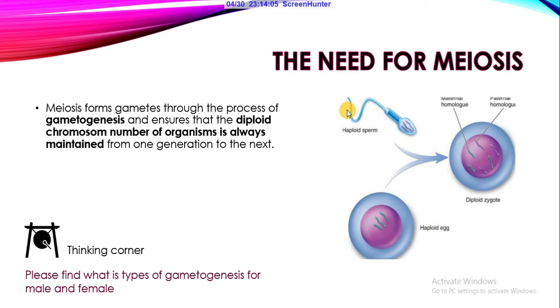So, the need for meiosis. Why is meiosis important? Because it undergoes the process of gametogenesis to form the gamete and to ensure that the diploid chromosome number of the organism is always maintained from one generation to the next. For example, humans have 46 chromosomes in total. If a male that has 46 chromosomes undergoes meiosis to produce sperm, the sperm is the daughter cell, so it will be haploid of the parent. When the parent has 46, the sperm will have 23 chromosomes.